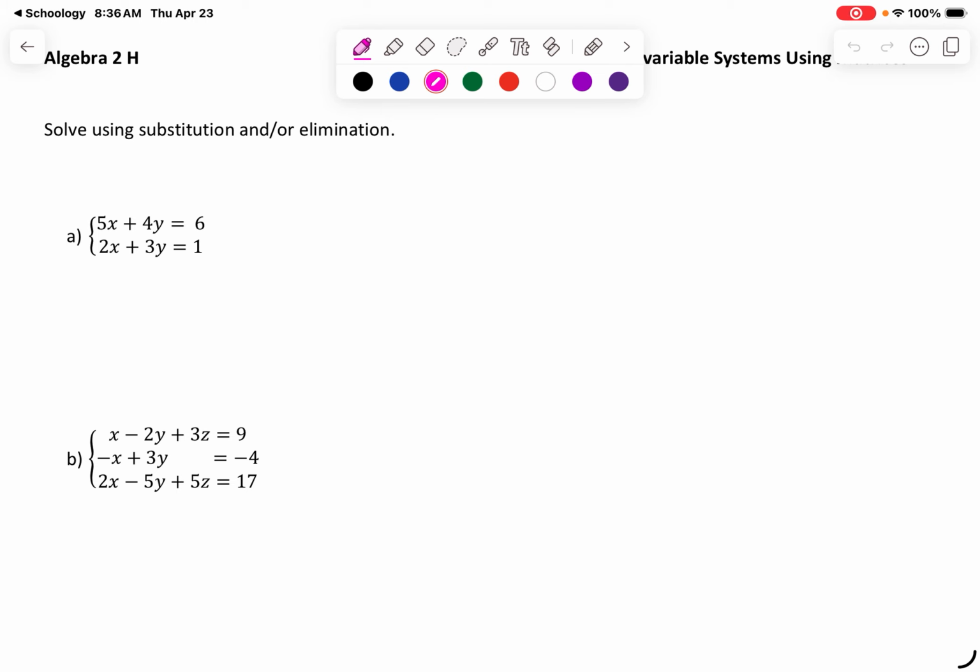So the first one is the ordered pair 2, -1. And then the second one is the ordered triple 1, -1, 2. If you got that, fast forward through me doing these 2 problems. But if you didn't, here's me explaining both of them.